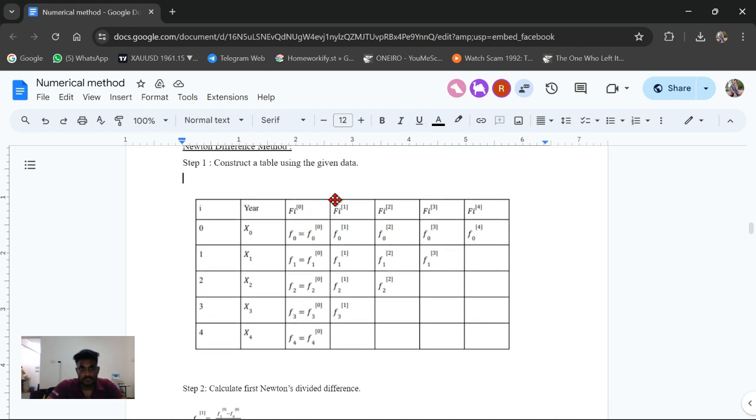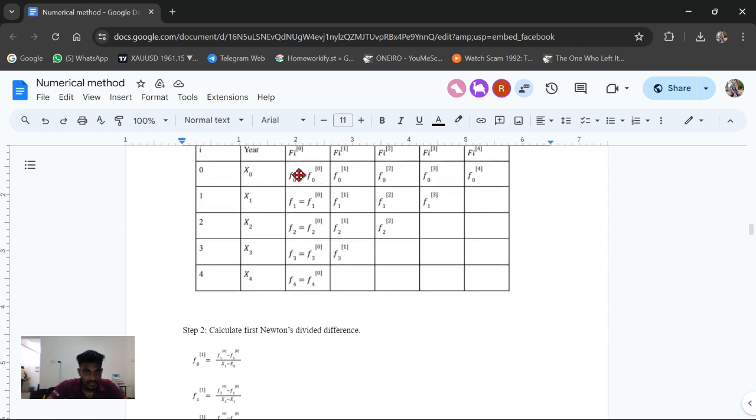For the Newton difference method, a table is mandatory. So for the table, we have to identify i. i is 0, 1, 2, 3, 4, and here will be x0, x1, x2, x3, x4. So for us, it will be 2008, 9, 10, 11, 12. And then f1, f2, f3, f4 will be given, and these are not some product, it is the way of using the table.